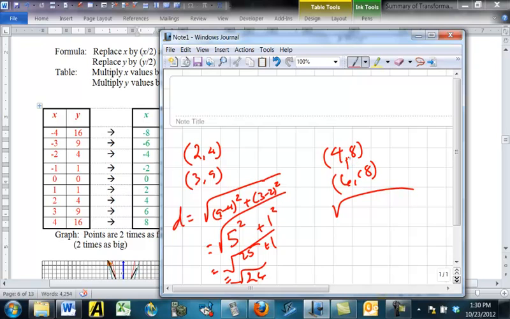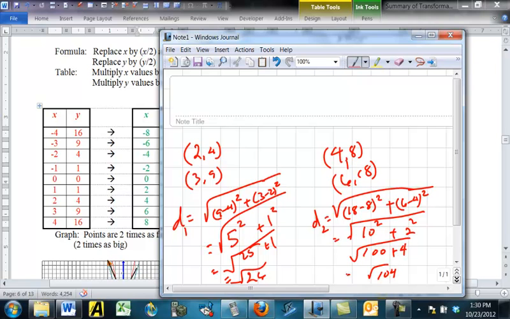Let me do it this way. I did a delta y first, so I'll go ahead and do delta y first here again. 18 minus 8 is 10 for delta y. Delta x is 6 minus 4 is 2. So distance 1 is here. Here's distance 2. That's 100 plus 4, always plus in the middle, square root of 104.